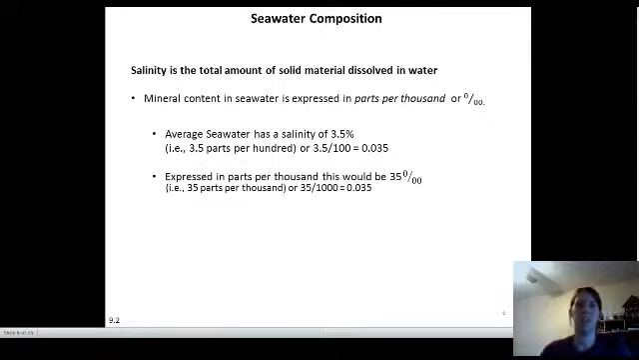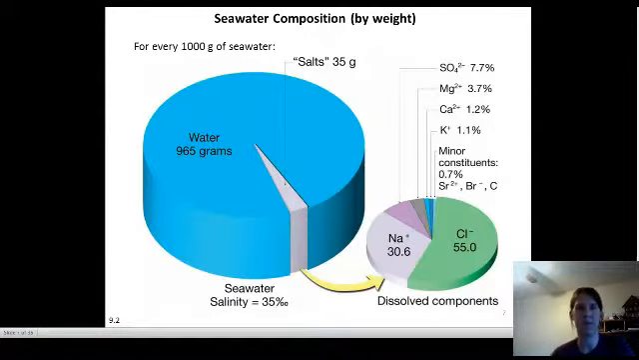When we talk about salinity, salinity is the total amount of solid material dissolved in water. This mineral content is expressed in parts per thousand. Average seawater has a salinity of 3.5%, also known as 3.5 parts per 100, or expressed in parts per thousand, this would be 35 parts per thousand. We don't really talk about it in percentages at that point.